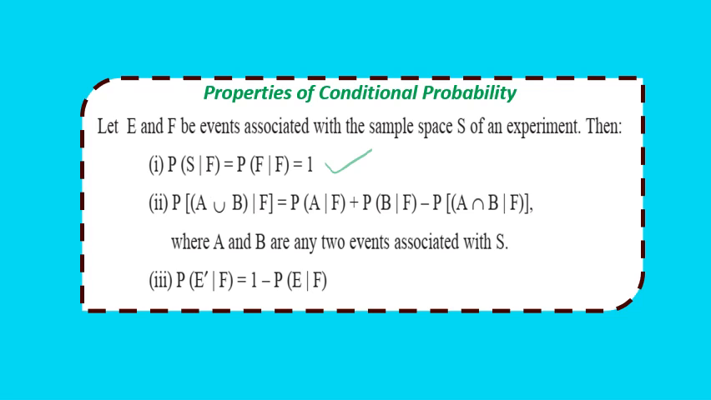Second is the probability of (A union B) over F. P((A ∪ B)|F) will be equal to P(A|F) plus P(B|F) minus P((A ∩ B)|F). So simply we have used the formula where A and B are any two events associated with S. Third is P(E'|F), it will be equal to 1 minus P(E|F). Clear? So pause and note down these important points.